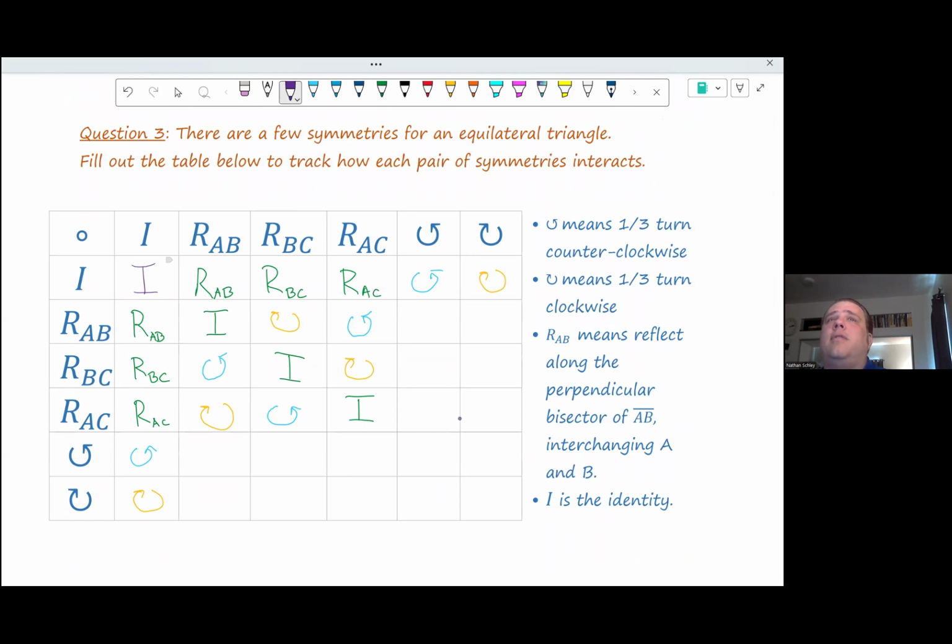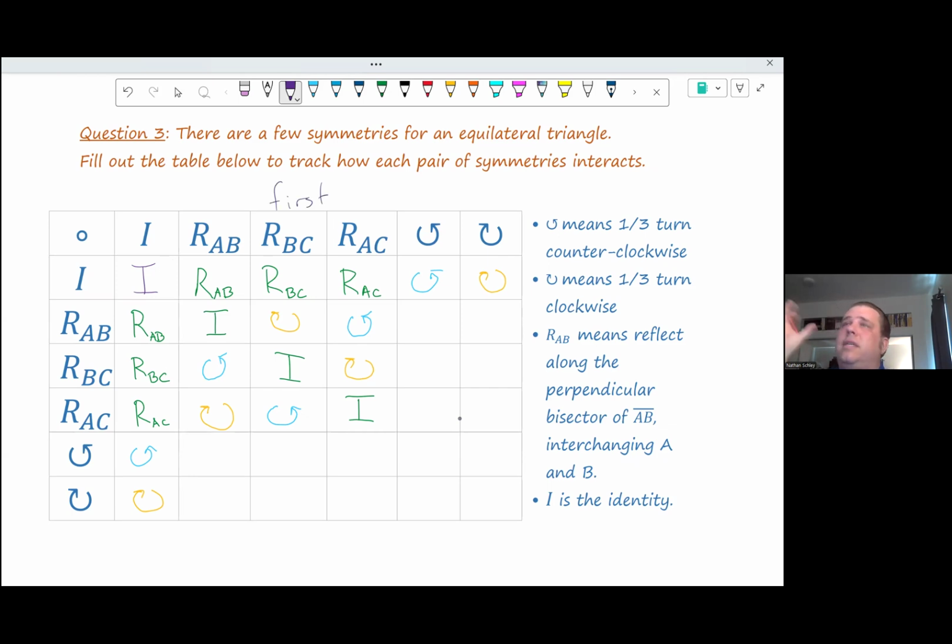So this is partially filled out, but if I have the identity on the top and then the identity on the side, doing the identity and then the identity still has the identity. And if I were to take any two symmetries of an equilateral triangle and compose them, I would get a resulting symmetry from that. And it would have to be one of the six symmetries of a triangle. So this lets us parse out and figure out what happens to each of these symmetries when we combine them via composition.